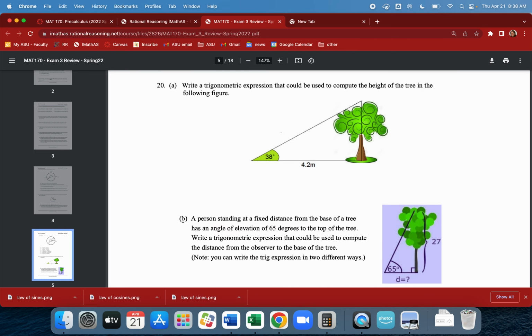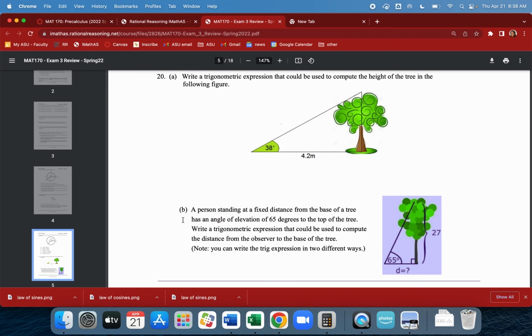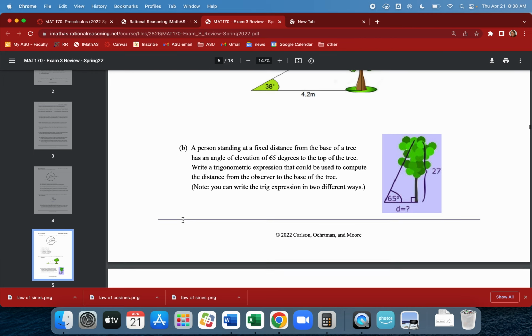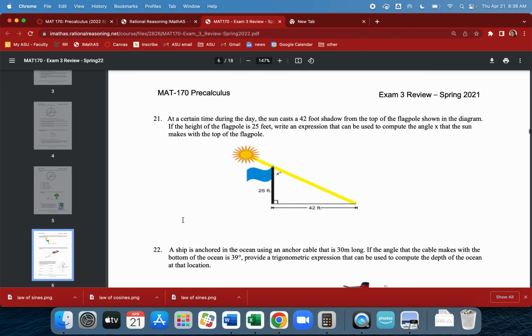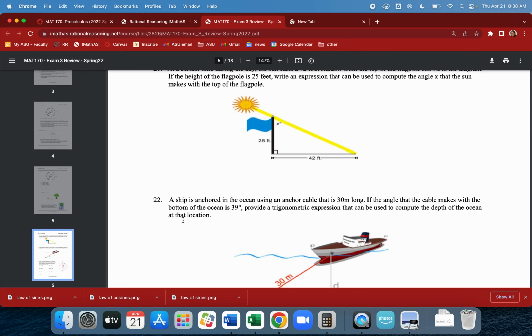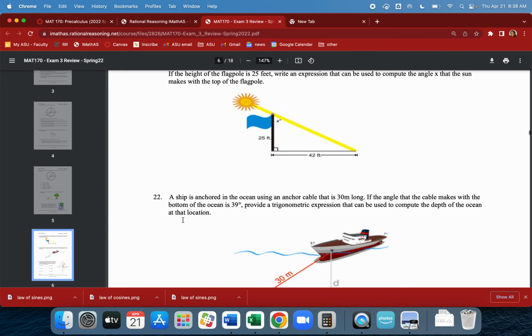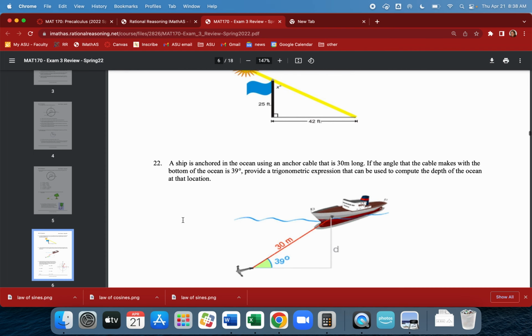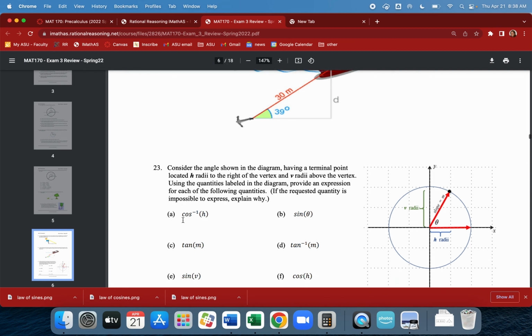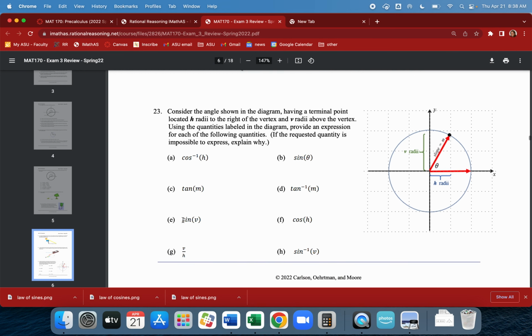We just did some solving right triangles, but that's what number 20 is about. You can see a tree growing perpendicular to the ground, a flagpole, a shadow. The tip of the shadow would be where the sun rays go through to the ground, so it depends on the angle of the sun. We've got ships, we've got more right angles. Let's see. Make sure you take a look at 23.